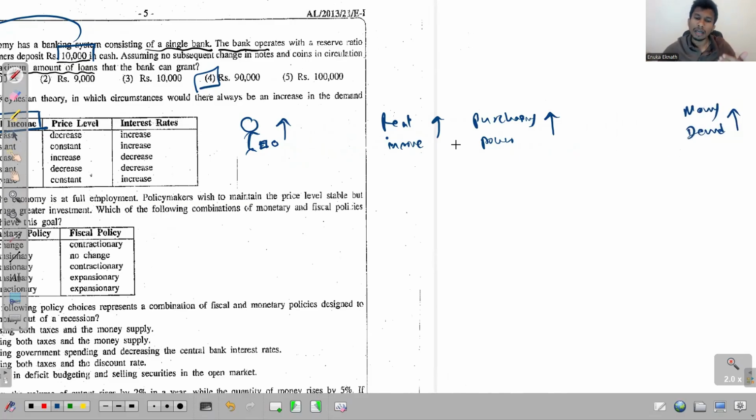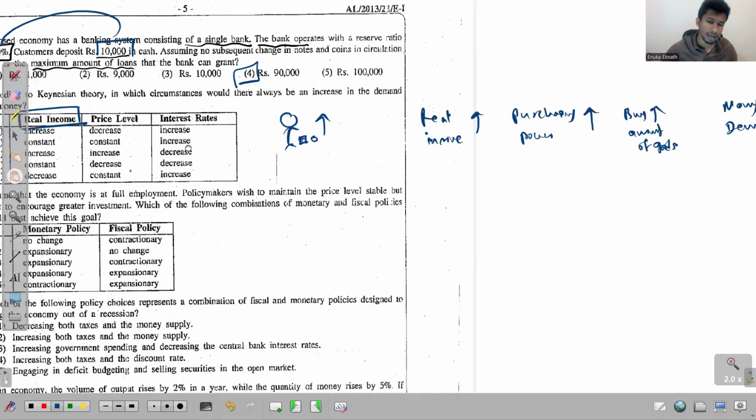If real income increases, purchasing power increases, so they can buy a higher amount of goods. So to buy this high amount of goods, they need to increase money demand. And they need to keep cash in the form of coins and notes. So that's about the real income.